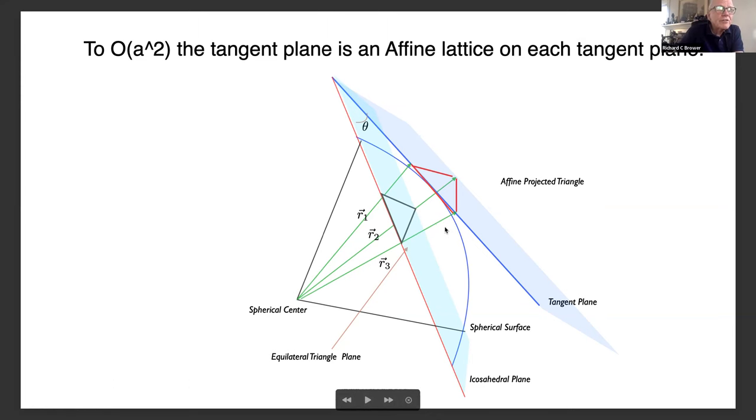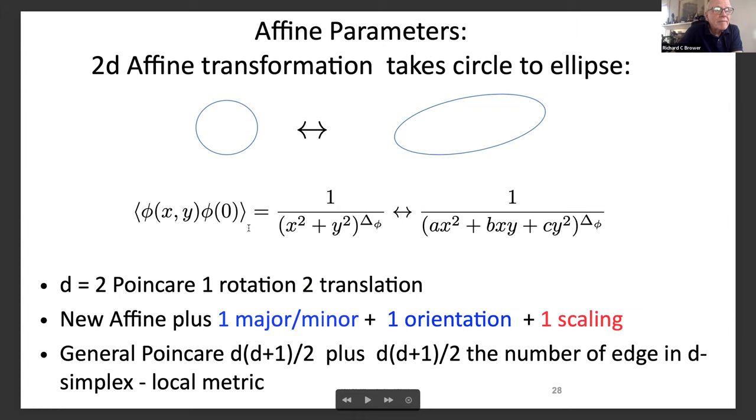What happens in an affine transformation is that what used to be a spherical propagator from some point zero to any point x, this is the correct geometry of the propagator from an arbitrary point to another point, x and y, gets stretched. And this is an affine transformation. An affine transformation is kind of interesting in two dimensions. The Poincaré transformations are two translations and one rotation, three variables, right? An affine transformation exactly doubles that.